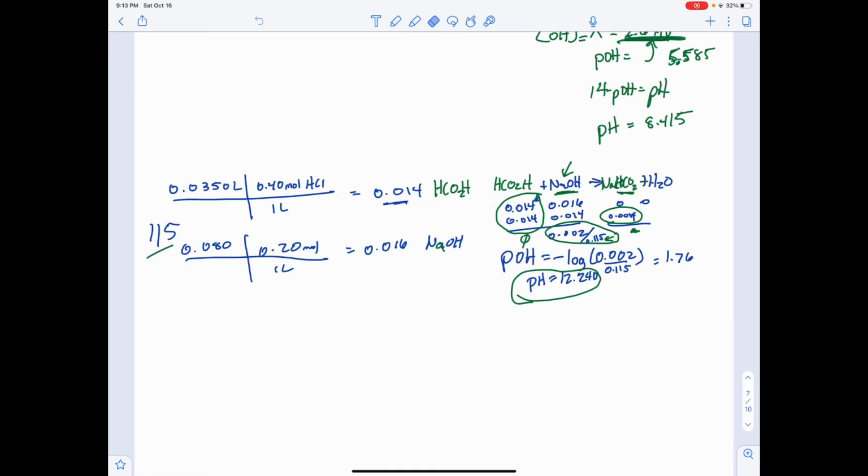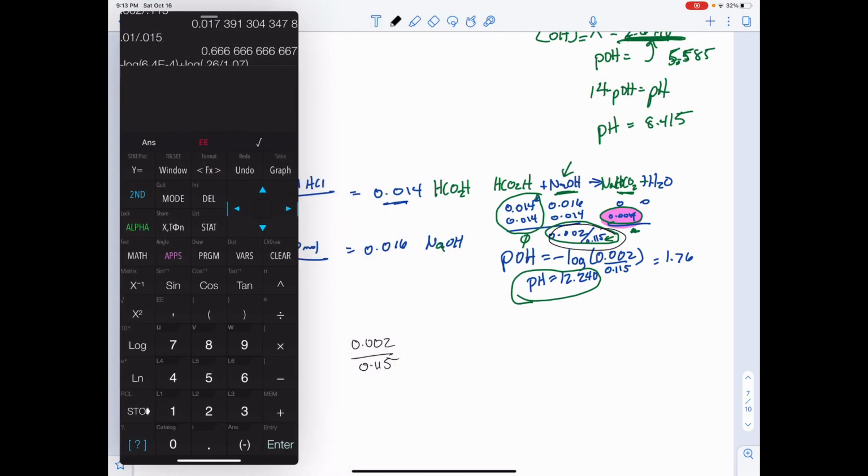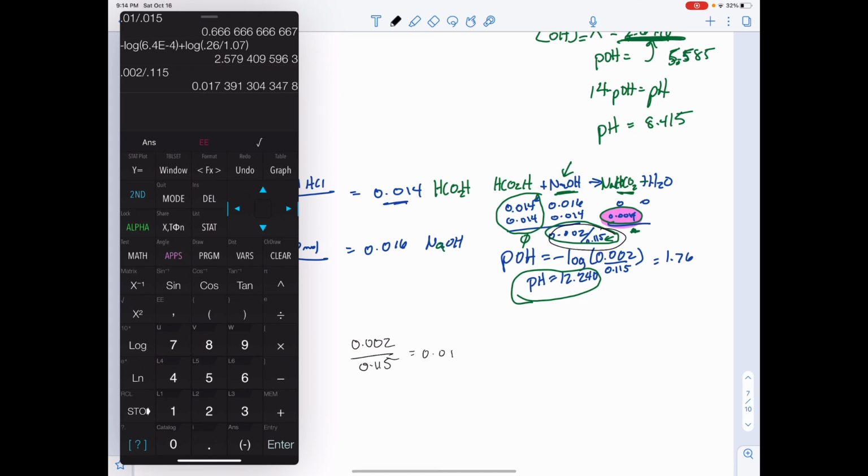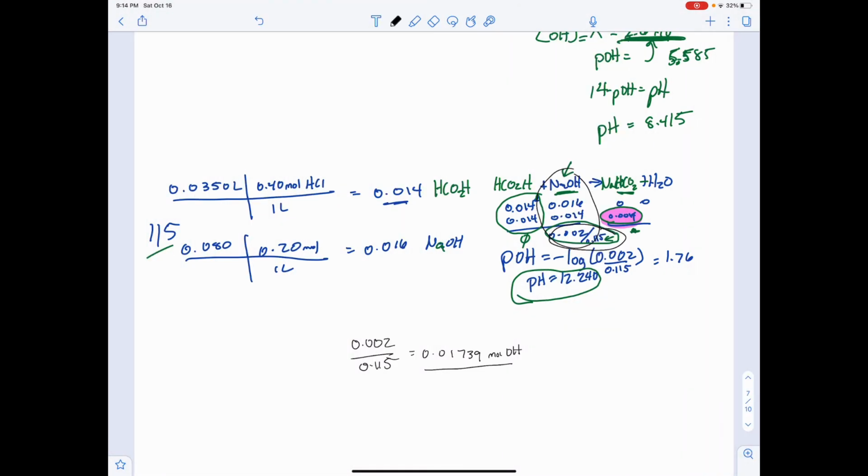So you might be wondering a little bit about, well, what about the fact that we really did make something over here? All right, so let's take a quick look. We have this quantity here, which is that 0.002 divided by the 0.115. I'm going to write that number down over here. 0.002 divided by 0.115. And that gives me 0.01739. So that's how many moles of OH that strong base, this NaOH, is giving me, all right? So that's what's going to go in the pH equation.